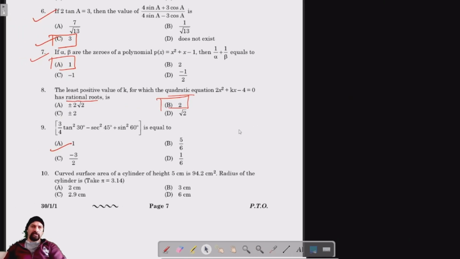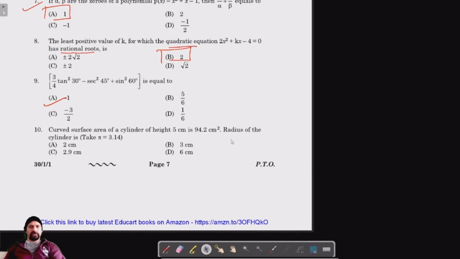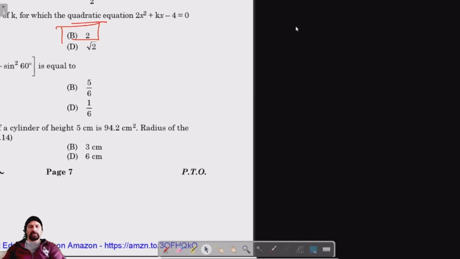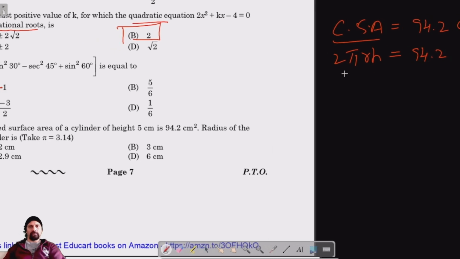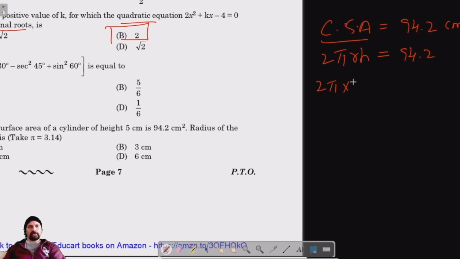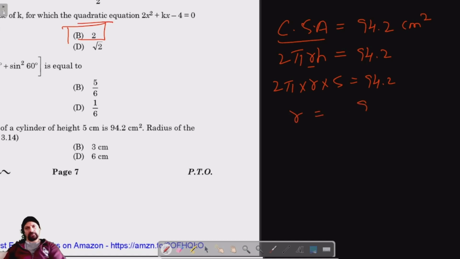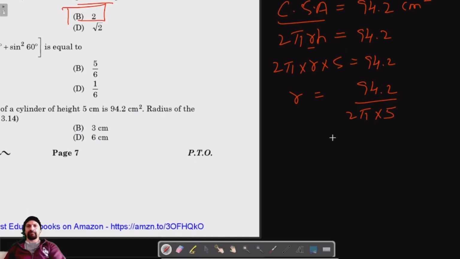Okay, for question number 10, it's given that the curved surface area of a cylinder of height 5 centimeter is 94.2 centimeters square. The curved surface area's formula is 2 pi r h, which is equal to 94.2. So 2 pi into radius into the height, which is 5, is 94.2. Now r is equal to 94.2 upon 2 pi into 5.